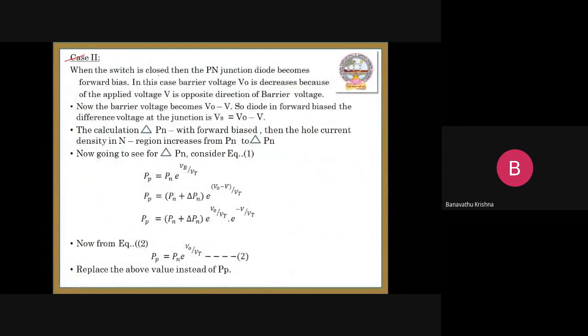Okay, now when the switch is closed, the PN junction diode becomes forward biased. In this case, the barrier voltage V0 decreases because the applied voltage V is in the opposite direction of the barrier voltage. So what is the meaning of this condition? Let us go through the diagram.